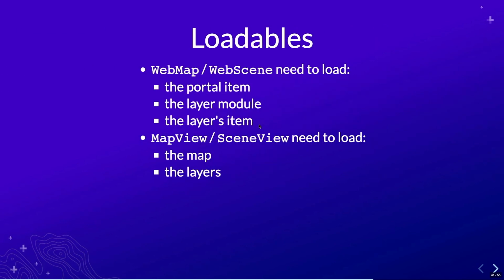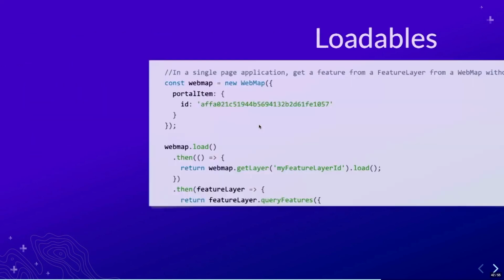Right, so if you look at this, the way this works for web maps and web scenes, first we need to load the portal item. That portal item is going to reference other items, so then we have to load the layer module, and then we also load those layers' items, and so on. So we schedule all these resources that need to be loaded in the API. That's why we have this loadable pattern.